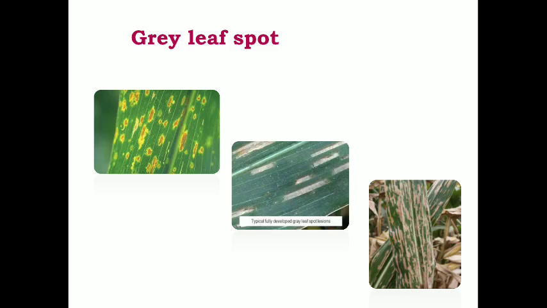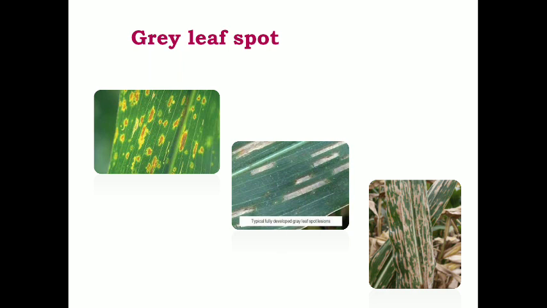Then next, that is leaf spot diseases. These are caused by two or more pathogens. First one, that is grey leaf spot. Then second, that is Helminthosporium species or Helminthosporium maydis. Then third one, that is Physoderma maydis, and another one, that is Curvularia species, etc. So let's see in detail.